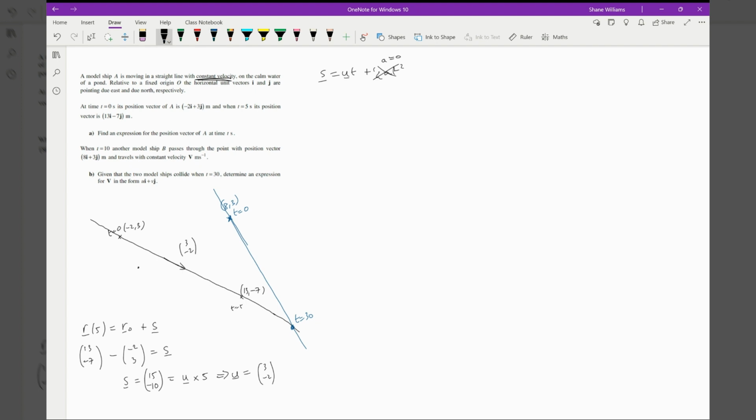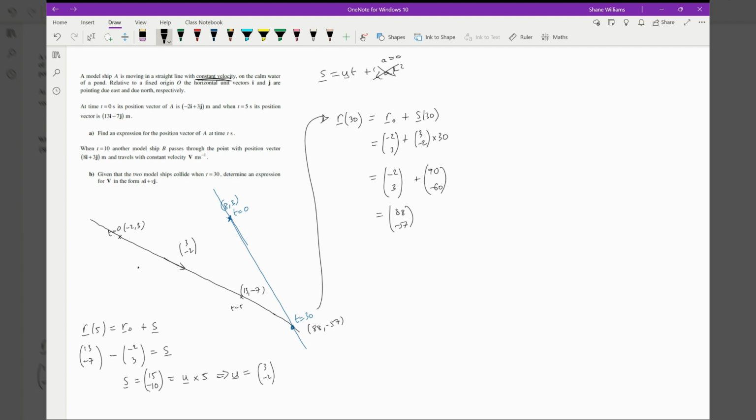Now I know a lot about ship A, so I can work out where ship A is at time 30. So r of 30 for ship A will be where it started, plus a 30-second displacement. You could call that s of 30. And we know how to work out a 30-second displacement. We do the velocity times the time. And if we do that, we get 88, minus 57. So we now know that this coordinate is 88, minus 57.